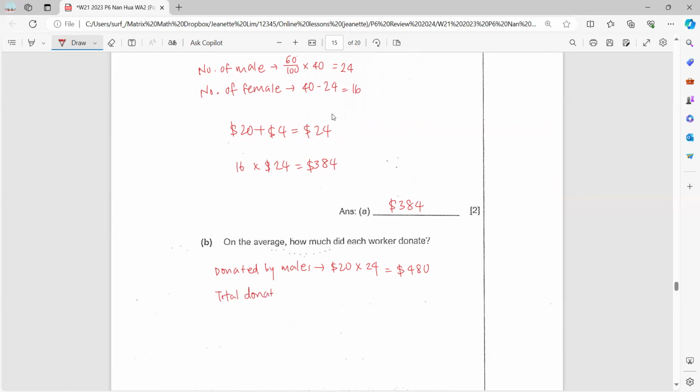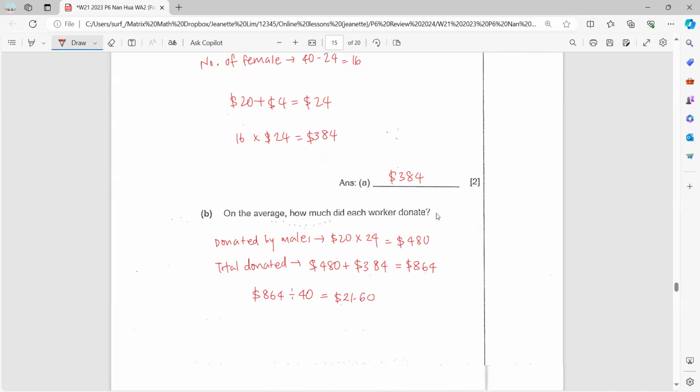So the total amount donated by both males and females will be 480 plus the females one will be 384, $864. So we take this, divide by the total number of workers, which is 40, according to the question. Answer $21.60.